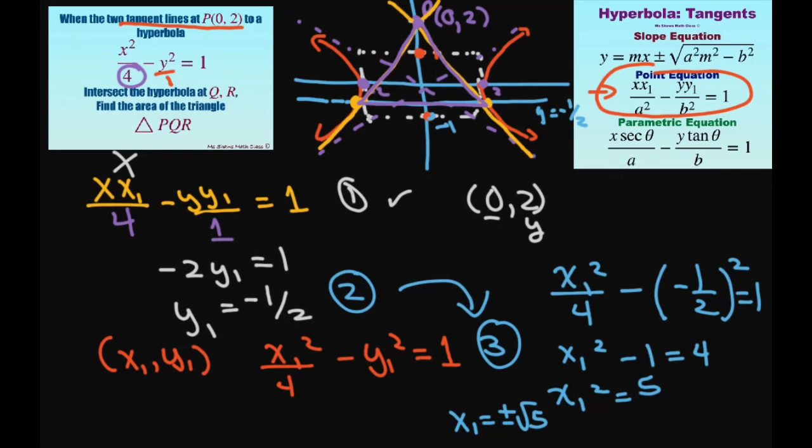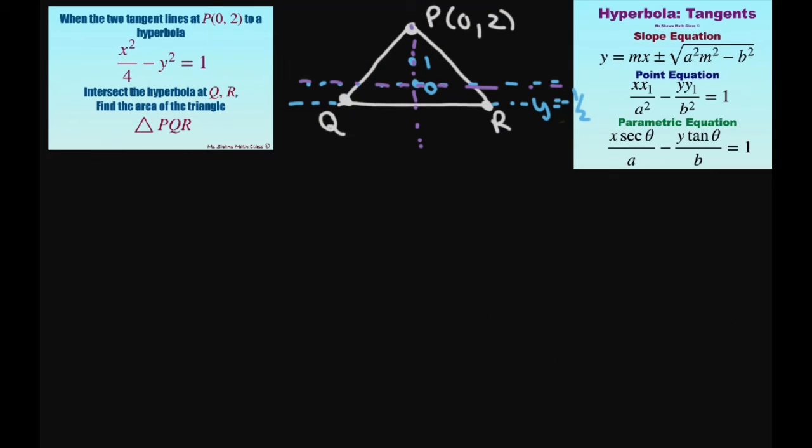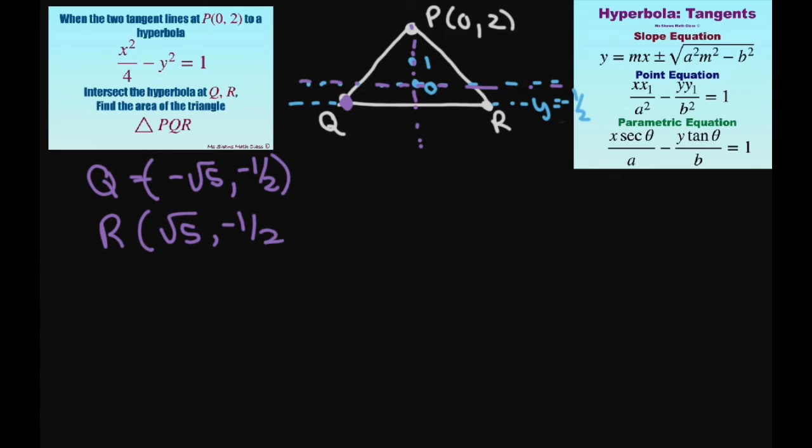All right. So if we look at our points, we have our y, negative 1 half, and we have our x sub 1. So basically our points are going to be, let's let Q, since Q's over here in this quadrant, be negative square root of 5, comma, negative 1 half. And our R is going to equal positive square root of 5, comma, negative 1 half. So that's these points here.